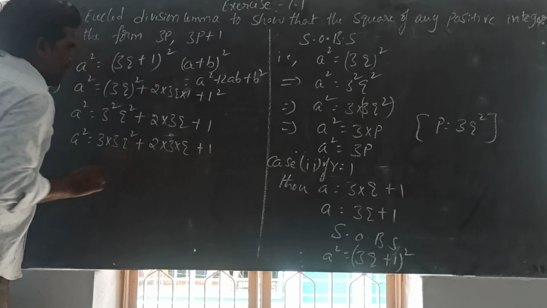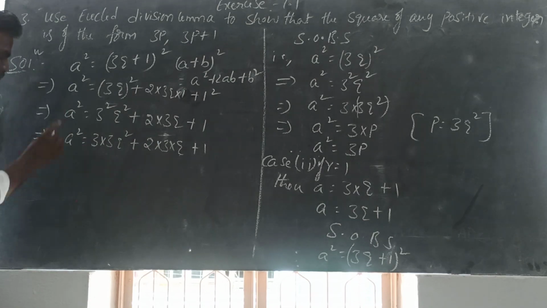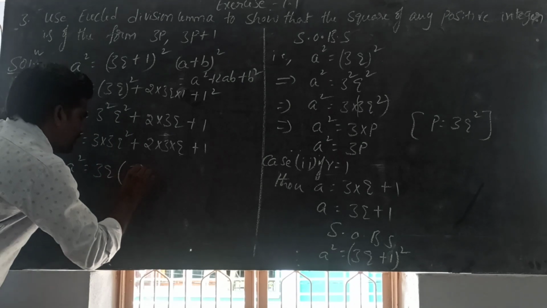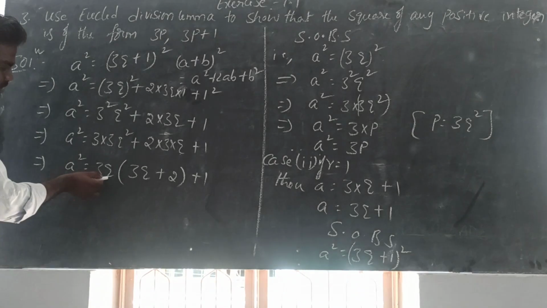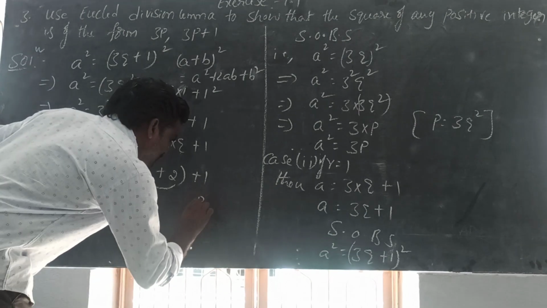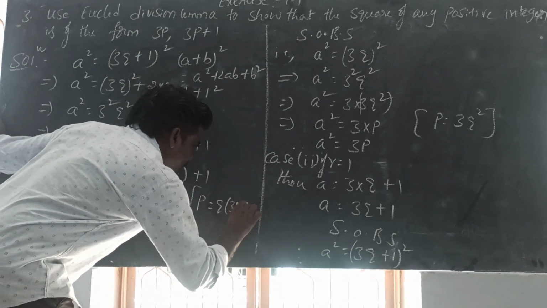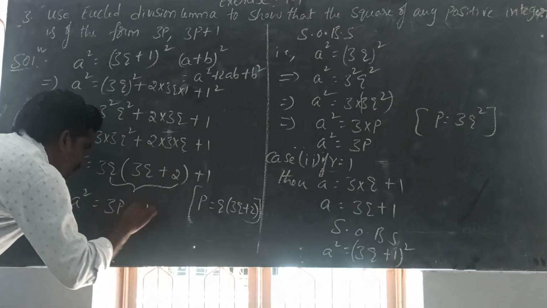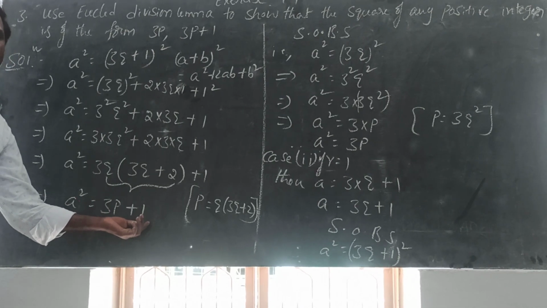So in these two, what is common? 3, and also take that q. So a square is equal to 3q taking outside. What is the remaining? 3q plus 2 plus 1. So here q is one integer. In the place of q of 3q plus 1 you can put p. p is one positive integer. So p is equal to q of 3q plus 2. So a square is equal to 3p plus 1. So the square of one positive integer is in the form of 3p plus 1.